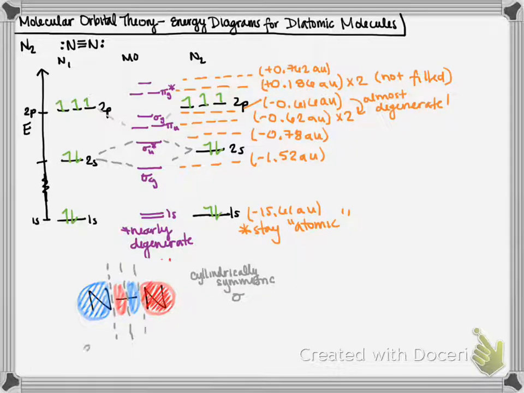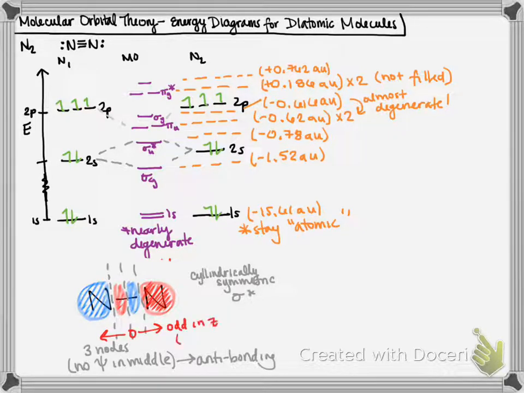We have 3 nodes that cut through the space in between the two nitrogens, that cut perpendicular to the bonding axis. And notice that one of those nodes is directly in the middle, which is going to mean that there's no probability of there being a significant amount of wave function in the middle of the bond, which makes this an anti-bonding orbital.